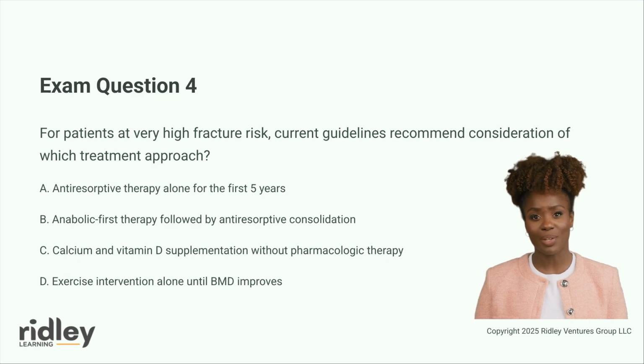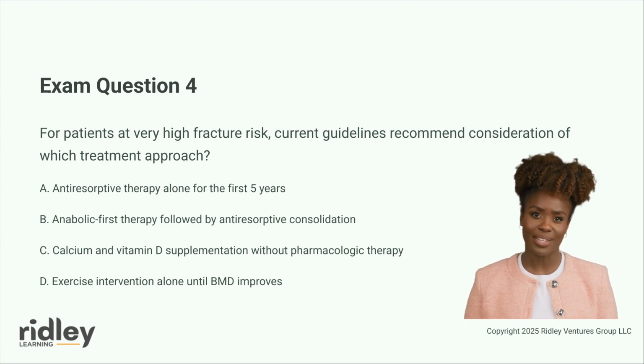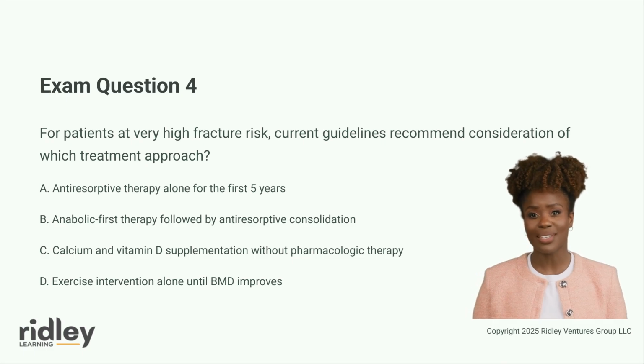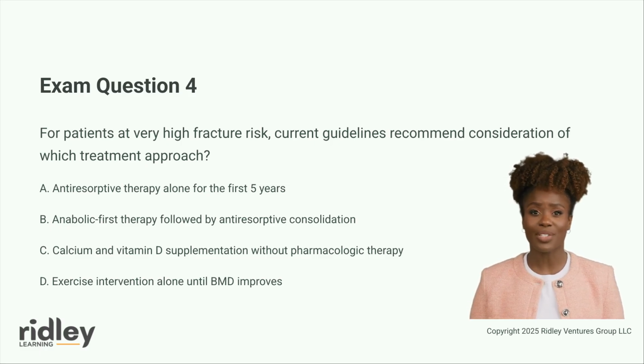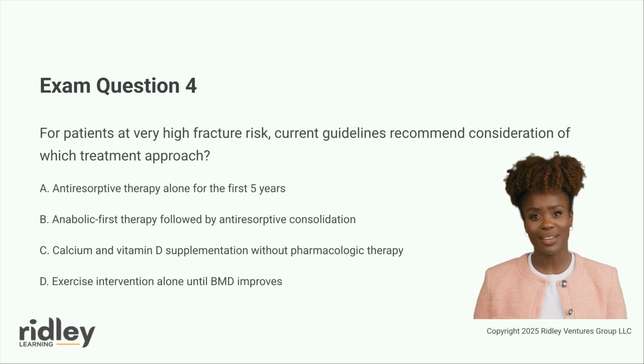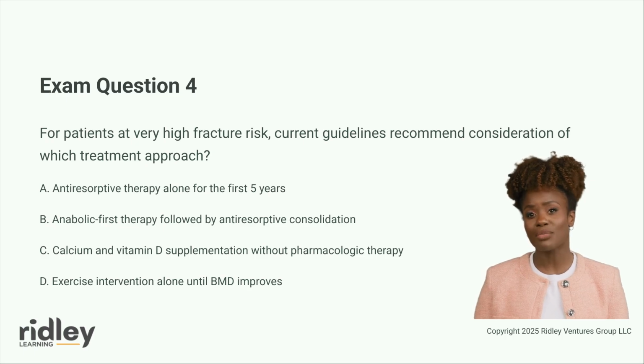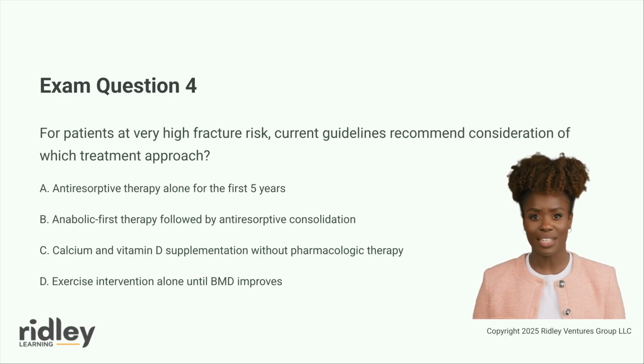Question 4. For patients at very high fracture risk, current guidelines recommend consideration of which treatment approach? The correct answer is anabolic-first therapy followed by anti-resorptive consolidation. This treatment sequencing strategy represents an important evolution in osteoporosis management. The American Society for Bone and Mineral Research and the Bone Health and Osteoporosis Foundation Task Force position statement specifically recommends considering anabolic-first therapy for patients at very high fracture risk.